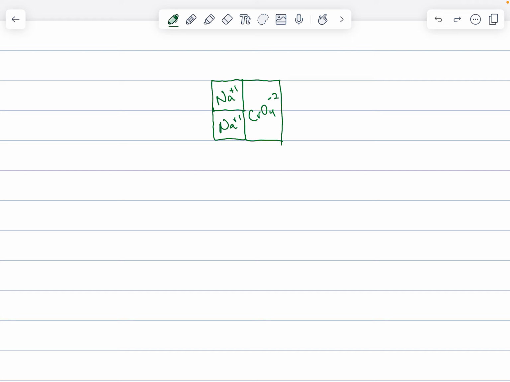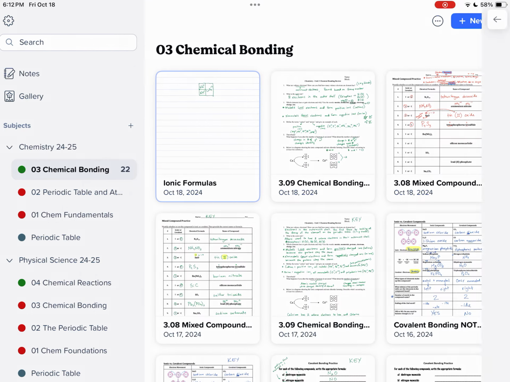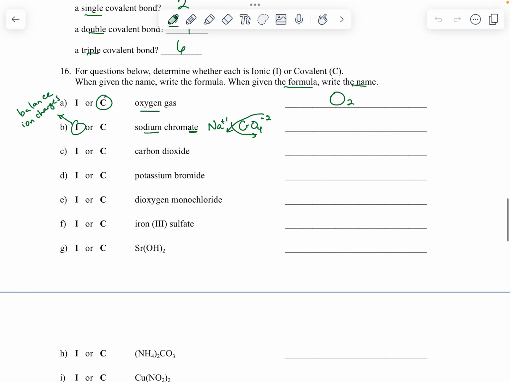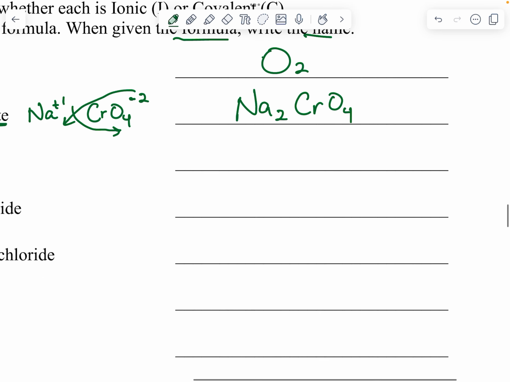But then we're going to go back and say, hey, look, I needed 2 sodium to balance out the charge of 1 chromate. And that's how I'm going to write the formula. Na2, because I needed 2, and CrO4 for chromate. And even though we only need 1, remember, the polyatomic groups come as they are, right? And so this 4 is a part of chromate.